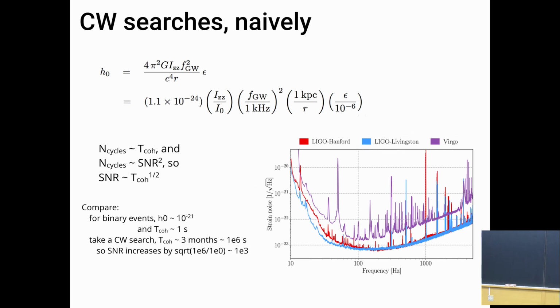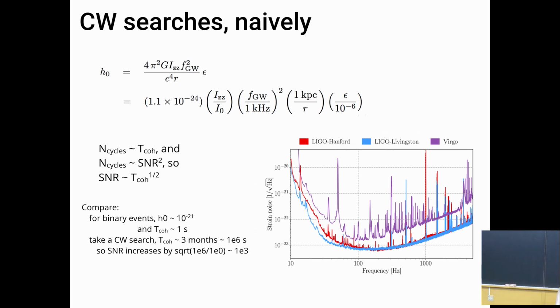So for a CW search, let's say we search for 3 months and we get around 10 to the 6 seconds. So the SNR increases, if we compare from 1 second to 10 to the 6 seconds, by the square root of 10 to the 6, which is 10 to the 3. Theoretically, all else being equal, the SNR increases by 1,000 when we go from 1 second to 10 to the 6 seconds, to 3 months.